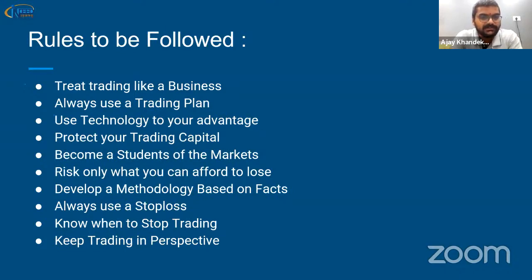Use technology to your advantage. Today we can trade anytime, anywhere, in any time zone, on mobiles, tablets, laptops, on the go, on journeys, and use different apps which provide you the data, like screeners, Moneycontrol, and many more.